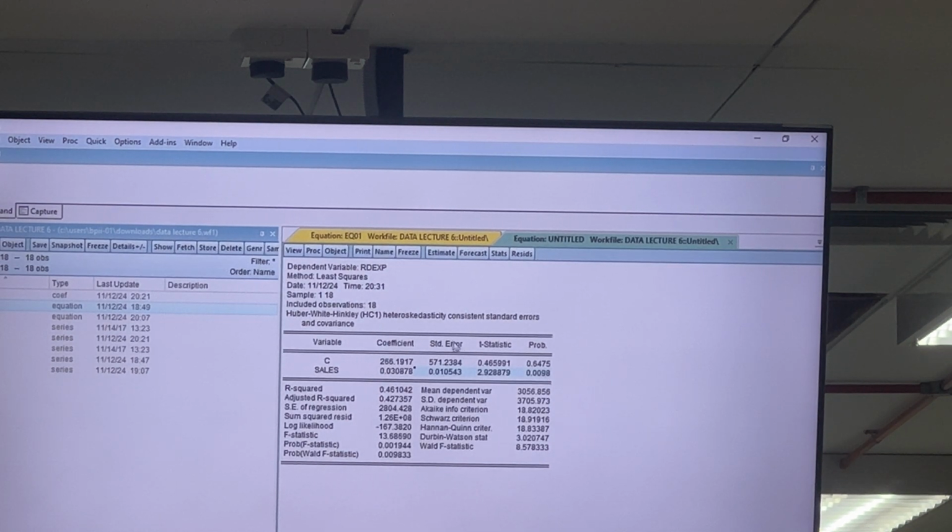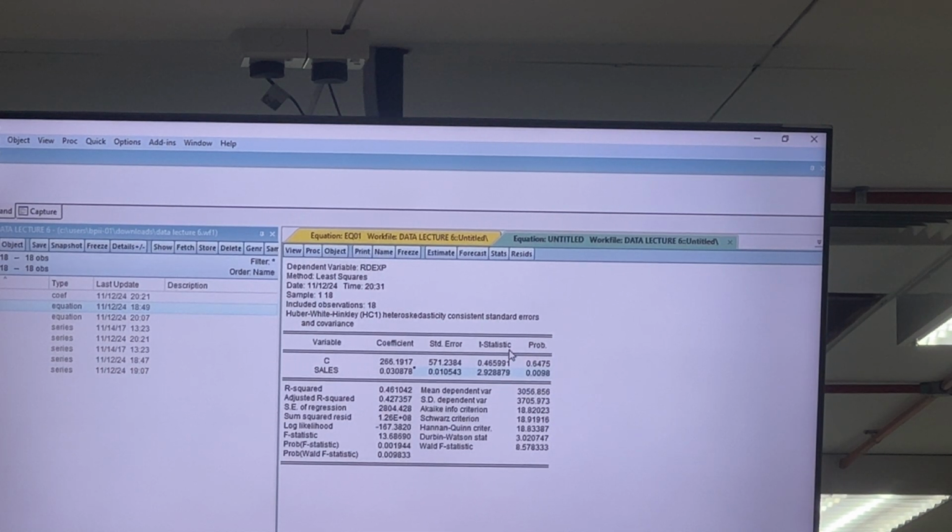But this one, for this example, it's not. You should not trust that, because we have a small sample size, 18 only. So with 18, you should not use the approach for this example, because we have a small sample size. This one I just show you how.